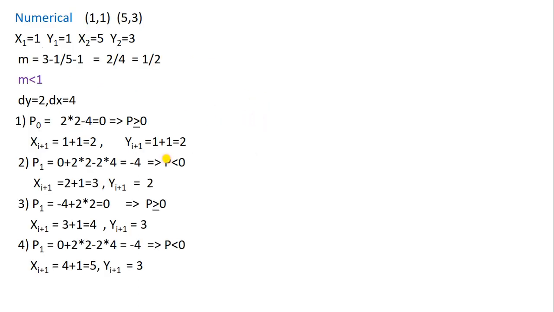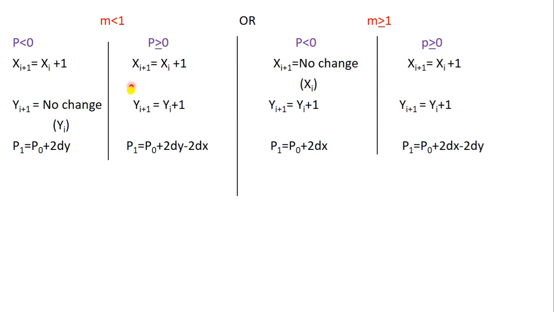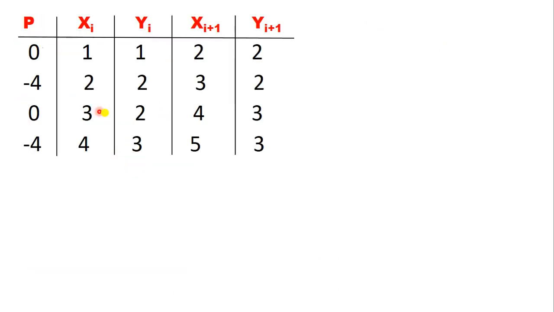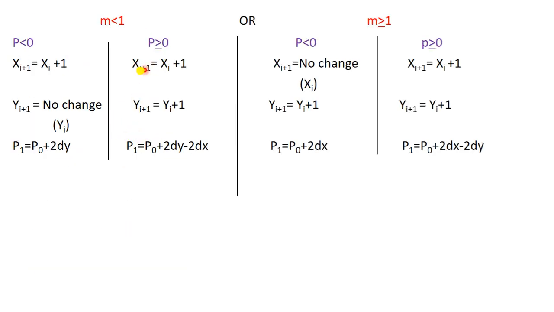Now I have to find out the xi plus 1 and yi plus 1. Okay, so what is the formula? Now I have to use this section of p greater than or equal to 0. This section I have to use. Now we have the x and y values, because we have taken the previous values as the current values. So we have the x and y values first.